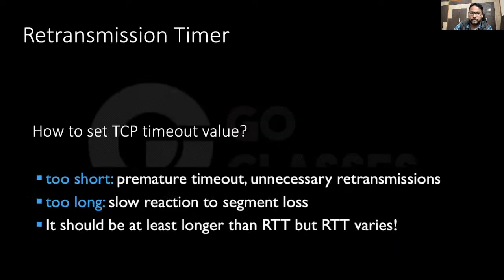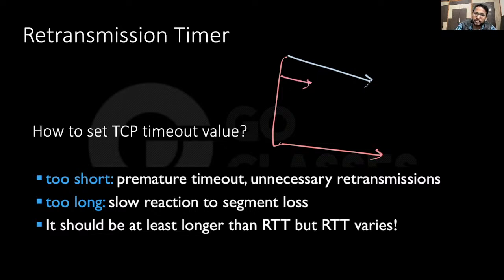Okay. So how to set this TCP timeout value? Basically, if you are sending something, how do you determine after how much time you should be waiting, and then after how much time you should be sending this packet again? If you keep it too short, then it is a premature timeout, unnecessary retransmission. Which means you are sending again and again. It is not a good idea, right? Maybe the ACK is about to come and you are sending again.